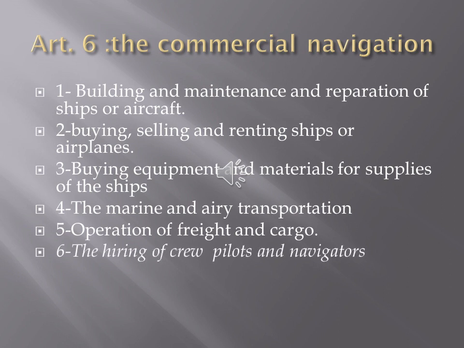As we said before, the Unilateral Commercial Acts are divided into number 1, Article 4, and number 2, Article 6, related to the operation of commercial navigation in Egypt. According to Article 6 of the Egyptian commercial law, all the operations of the contract concerning commercial navigation are considered commercial acts, whether marine or air navigation, and especially the building, maintenance and reparation of ships and aircraft in Egypt. Number 2, the buying, selling, or renting of ships and planes in Egypt.